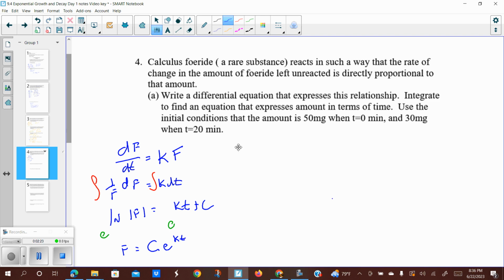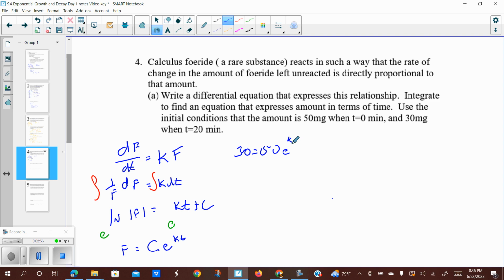All right, let's find out the value of K and the value of C because we need both of those. We should have the value of C. That's given to us. The initial condition here is 50 milligrams. And the new amount is 30 milligrams at 20 minutes, so we can use that to find K. So the new amount is 30 milligrams. The initial is 50. E to the KT, we're going to need to find K, and our time is 20 minutes.